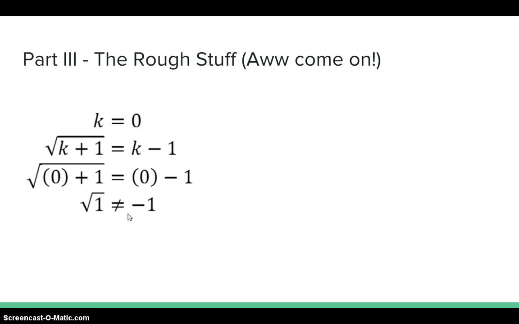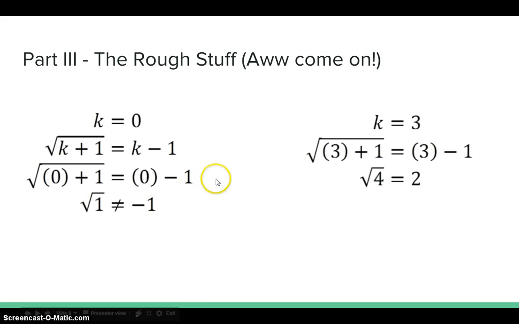Now, that of course means I should probably check the other one to make sure any of them work. If I plug in 3 for k, the square root of 3 plus 1 is the square root of 4. 3 minus 1 is 2. And it turns out, yes, the square root of 4, which is 2, does equal 2. So that's all good. It seems that only one of my answers is going to work. And that's going to be the case for a lot of these problems that involve factoring. In fact, I think it's going to be the case for all of them.